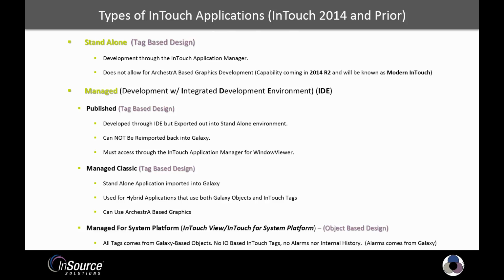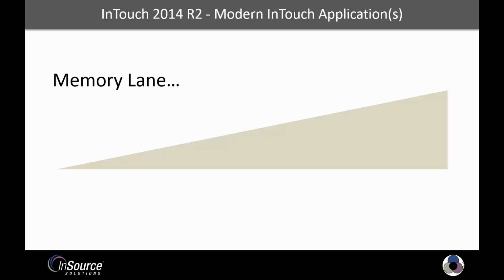And the very last type is called Managed for System Platform, or InTouch for System Platform. This is a truly object-based design where your tags, your alarms, your history, and scripting is handled through the Galaxy. InTouch becomes nothing more than a presentation layer or client for all the happenings inside of the Galaxy. So let's take a trip down memory lane.